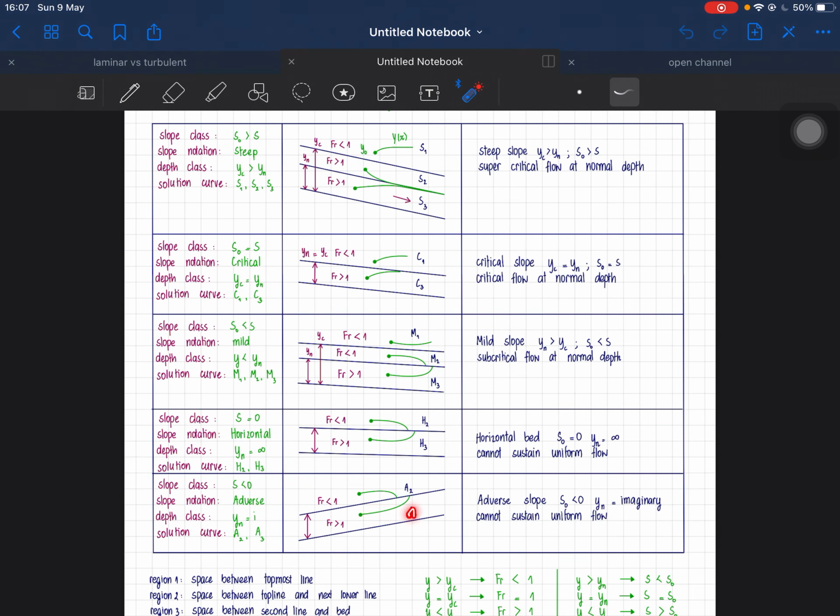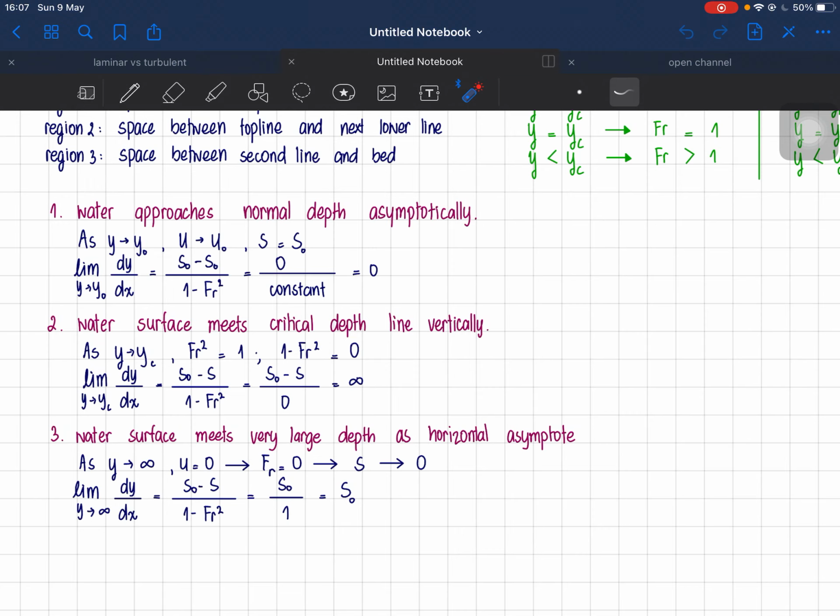Yeah, that is all for what we have learned, and these are some limits and derivatives of the answer, but I think we can just go through it quickly. If y is approaching y0, of course the velocity is going to be the initial velocity, and the slope is also going to be the same. If we take the derivative, they are equal to each other, so it is 0 over 0, because the formula is S0 minus S over 1 minus Fr squared, but this one is already S0. So that's the reason it's already 0.